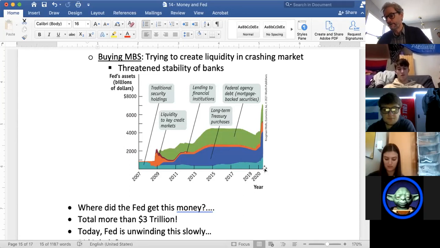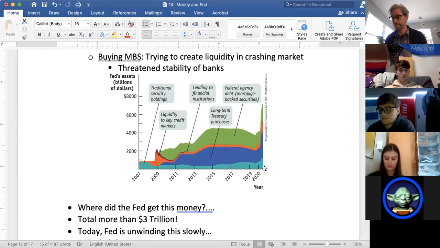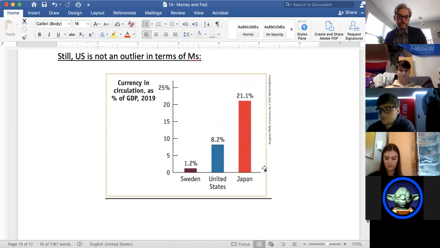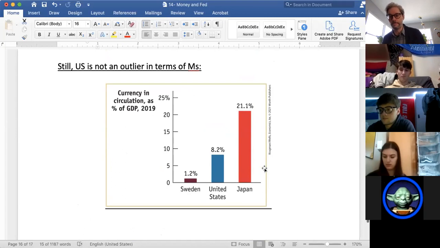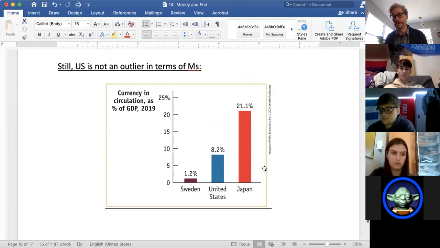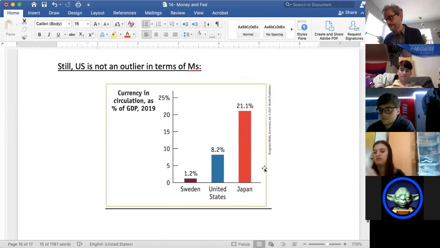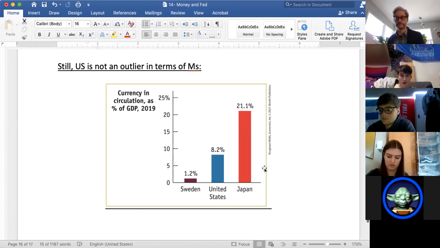Does all of this money creation mean that the US is some sort of outlier or that they're doing something not right? And no. Different countries differ in terms of what their money supply is. If you just look at currency in circulation in the United States, we're pretty much average among most other developed countries, right? We're not awash in cash, despite the fact that the Fed has greatly increased the money supply.